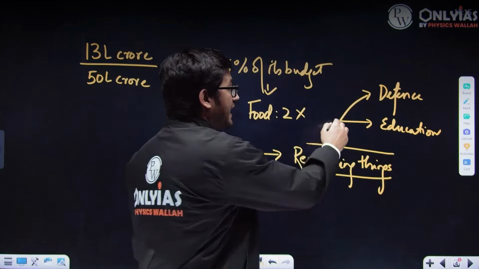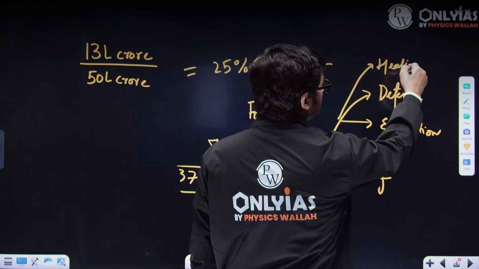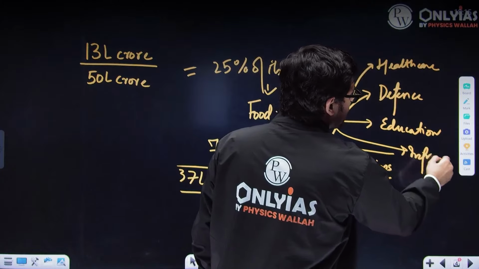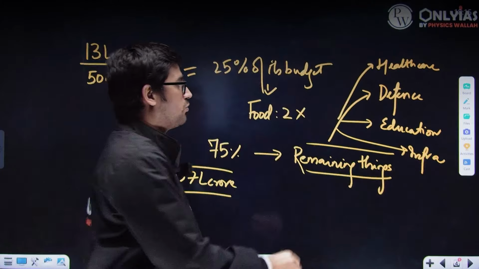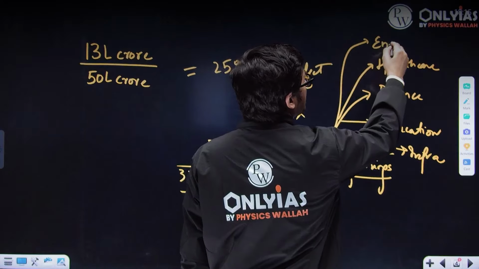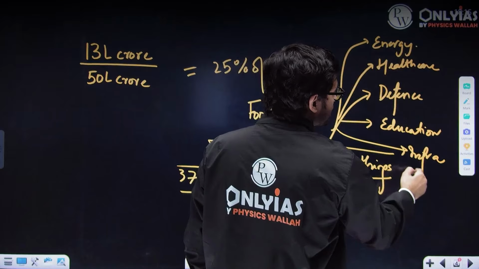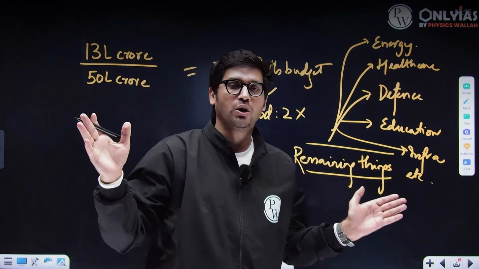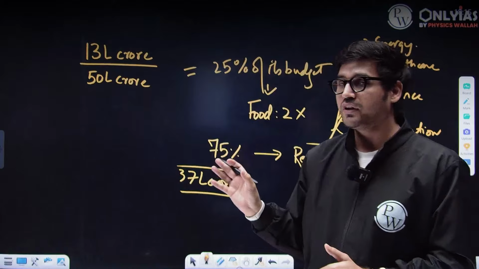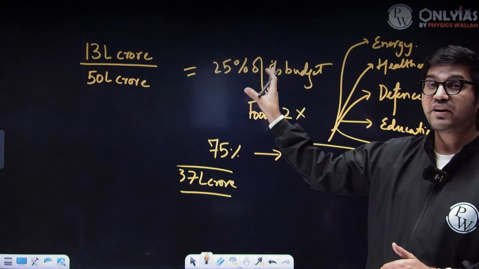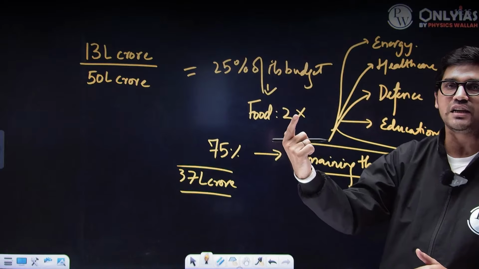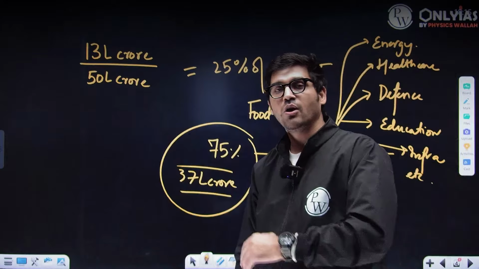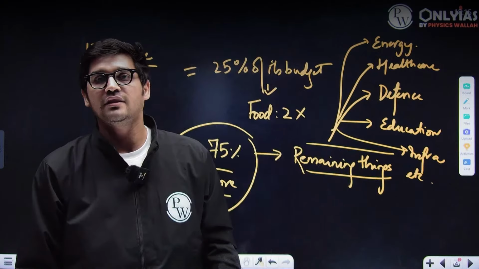What about healthcare? What about one of our major expenditures, which is infrastructure? What about the energy requirements of the country? And the list continues to go on. The government has to do a lot of different things. And if it chooses to spend some 25% of its budget on only one item, it means it will be forced to spend the remaining 75% on a list of hundreds and thousands of things that it has to do.